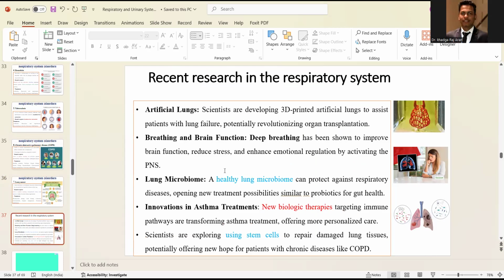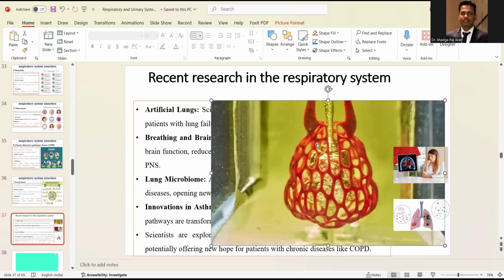Various research has been conducted preclinically and clinically to treat various chronic obstructive pulmonary diseases. First is the artificial lungs. Scientists are developing 3D printed artificial lungs that look like the lungs, to help patients with lung failure, potentially replacing organ transplantation. You can see the structure of the 3D lungs. Scientists are working on these techniques.